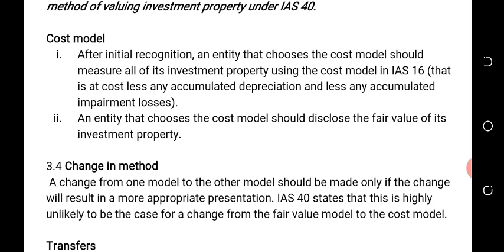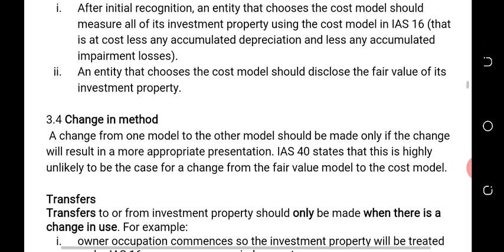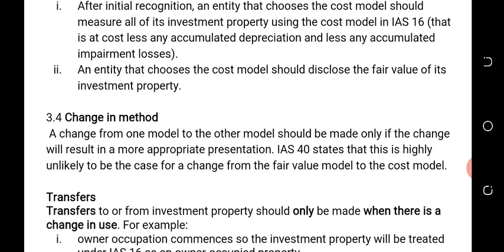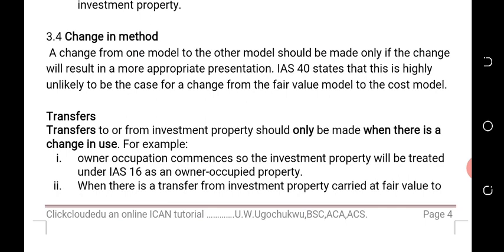Now our cost model. After initial recognition, an entity that chooses the cost model should measure all of its investment property using the cost model in IAS 16. So our cost model is always the cost less accumulated depreciation and any accumulated impairment losses. An entity that chooses the cost model should disclose the fair value of its investment property. Change in method: yes, this standard allows a change in method.